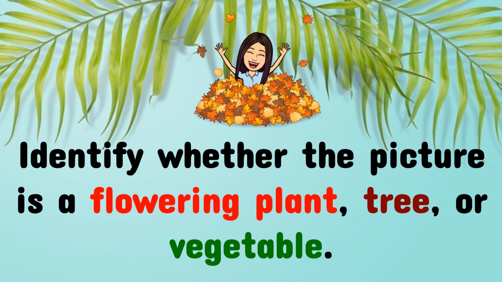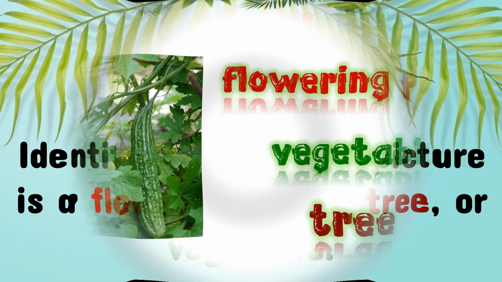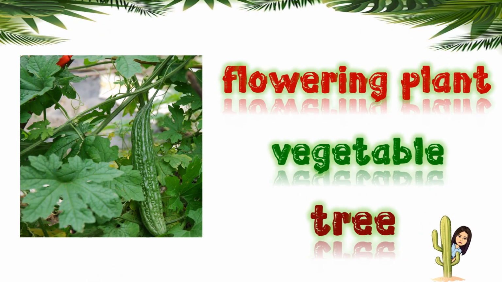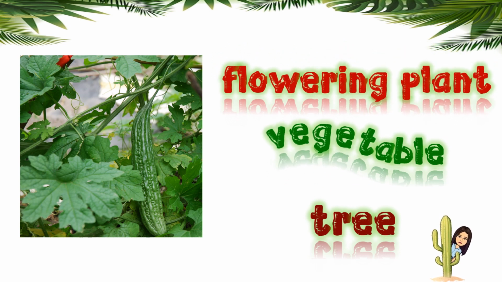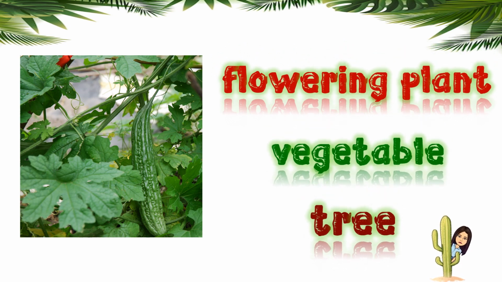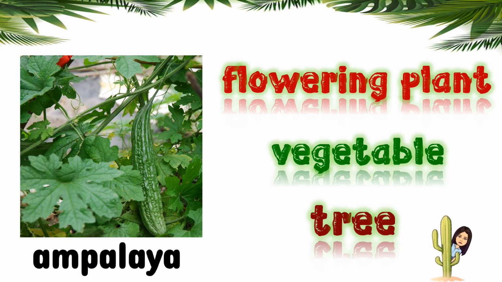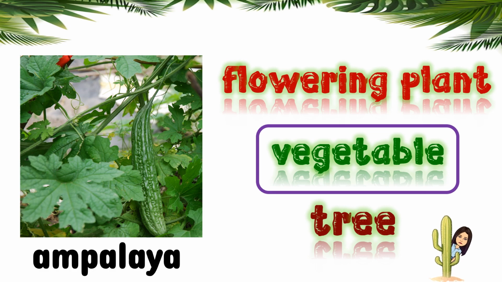Identify whether the picture is a flowering plant, tree, or vegetable. To actively participate in this activity, you may write your answer in the comment section. Flowering plant, vegetable, tree. Ang palaya is a vegetable.